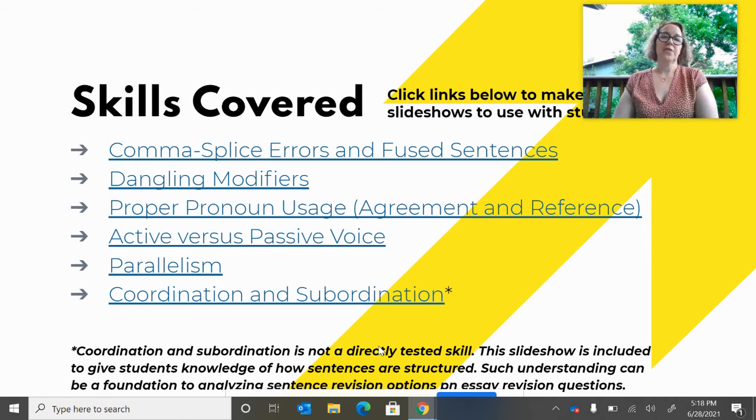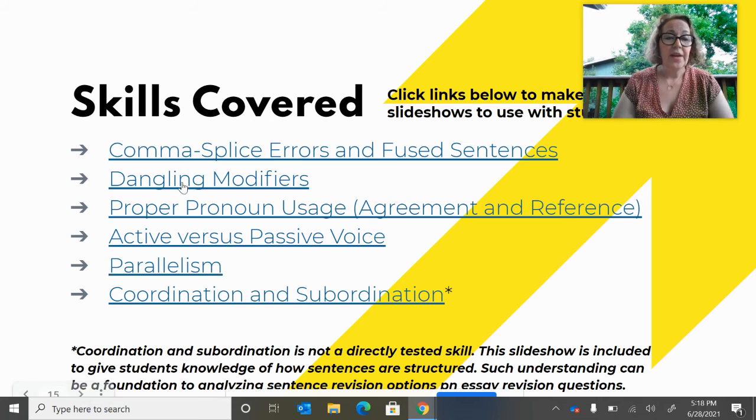If students could start to have conversations about when it's appropriate to have coordinate ideas joined with a coordinate conjunction versus when it's a better choice to take the idea and make it into a subordinating clause, I think that would be a great set of tools for the students to have at their disposal. That said, I know sometimes time is of the essence when you're doing these interventions.